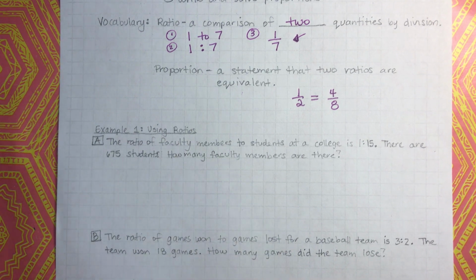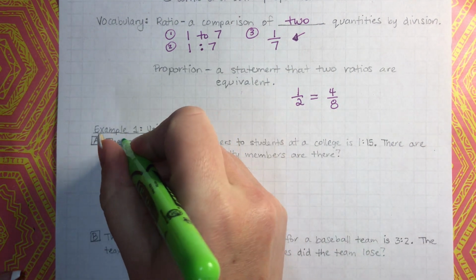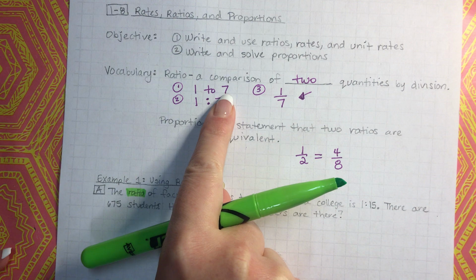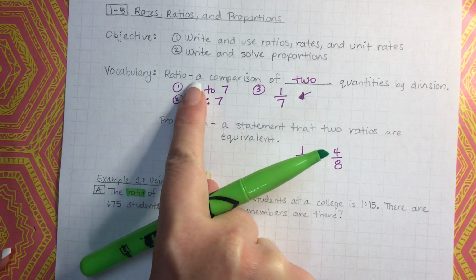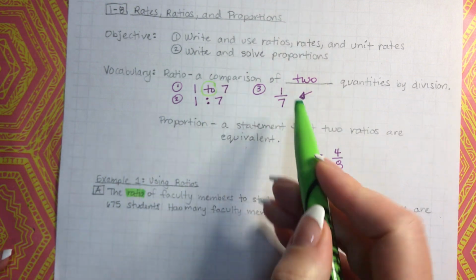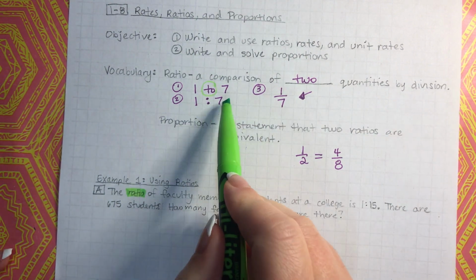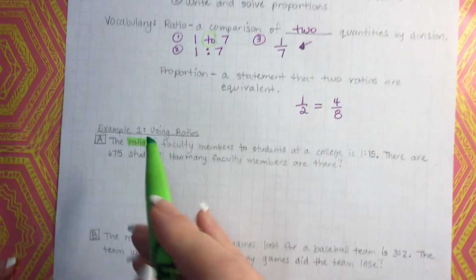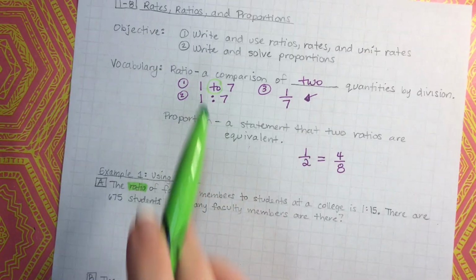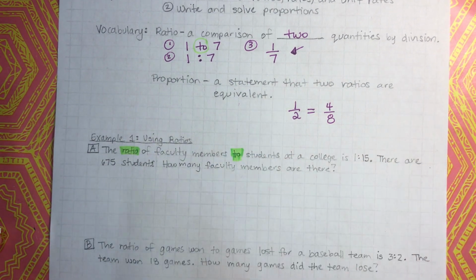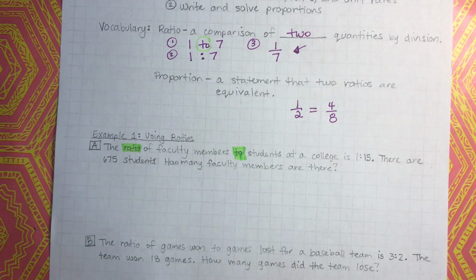So let's talk about keywords. The first keyword we see here is ratio. Remember when we talked about ratio, we could write it as 1 to 7, and the number on the left of the word "to" was on top of the fraction, and the number to the right of "to" was on the bottom. So that keyword is "to." The "to" is right there.